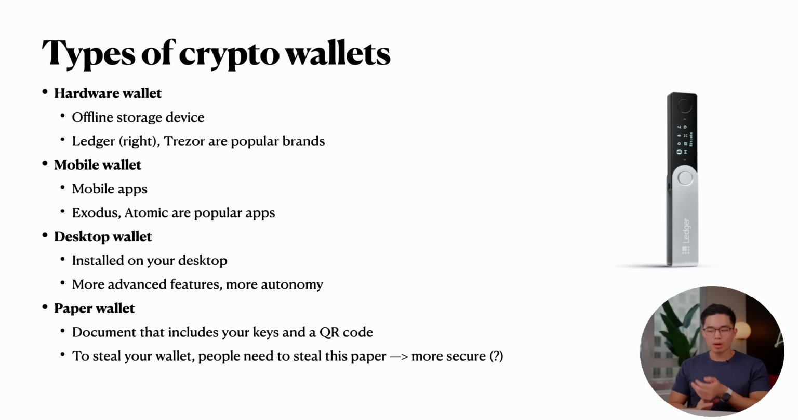And you also have desktop wallets. These are installed on your desktop itself, and they offer a little bit more advanced features and more autonomy. Then you have your paper wallet, and this is basically a document that includes your keys and a QR code. This is pretty secure because to steal your wallet, people are going to need to steal this piece of paper. So you'll definitely want to secure your paper wallet in something like a safe.